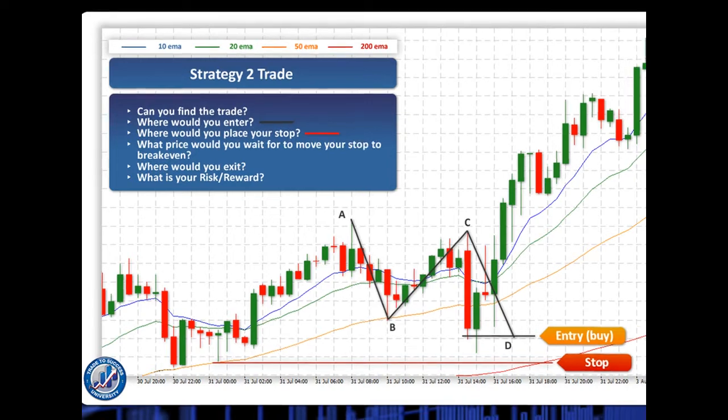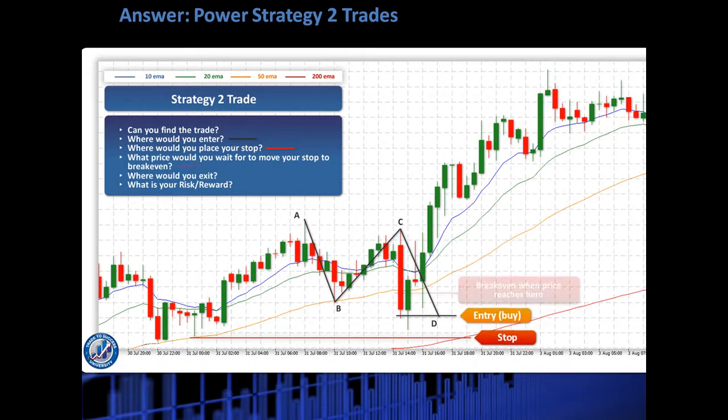What about our break even? Well, our break even is at the 1-to-1 risk reward, so whatever the amount of pips is between the entry and the stop, that's how many pips we want to be in profit before we move our stop from the original place to our entry place.